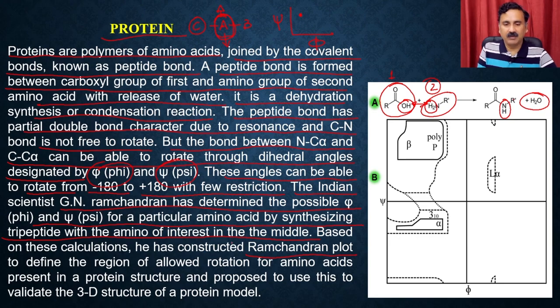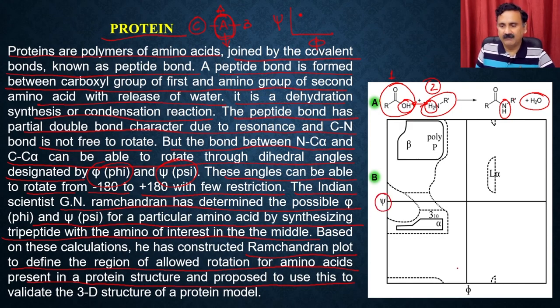That Ramachandran plot is used to define the regions of allowed rotation for amino acids present in a protein structure. And what he proposed is that you can use this type of plot to say whether a solved protein structure is correct or wrong. Because if it is incorrect, then the psi and phi angles are not going to be present in the defined regions, right? So what you see here are the different regions.